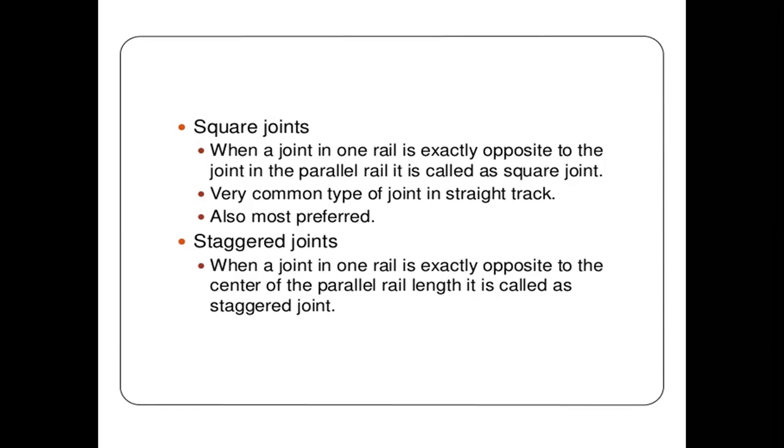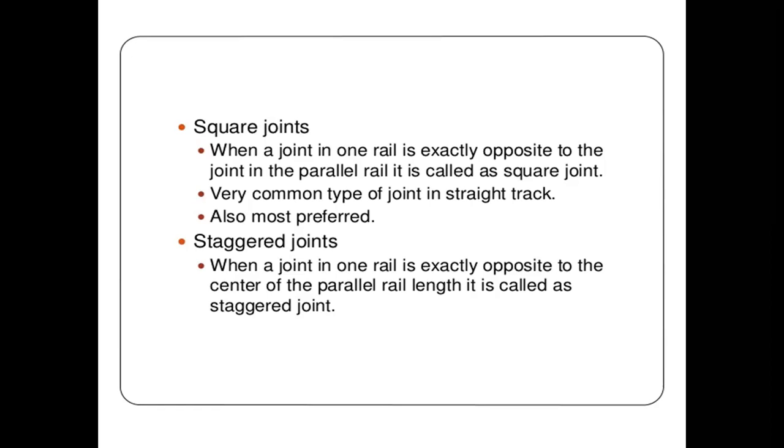So when these two rails have joints on the same spot, opposite to each other, these joints are known as square joints. These are a very common type of joint on a straight track path, and they are also the most preferred type of joint. And the next one is the staggered joint.